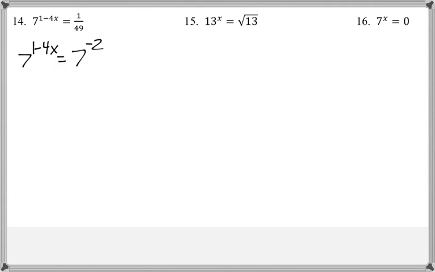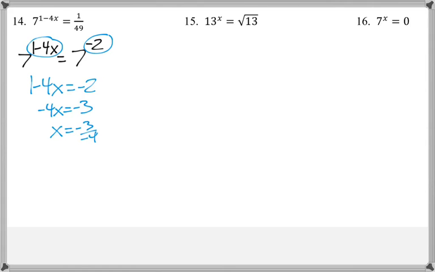But for this problem, it's better to express it like this, because now our bases match, and we can just set our exponents equal to each other. And then I want to solve, so I want to subtract 1 and then divide both sides by negative 4, and then x is equal to 3 over 4.